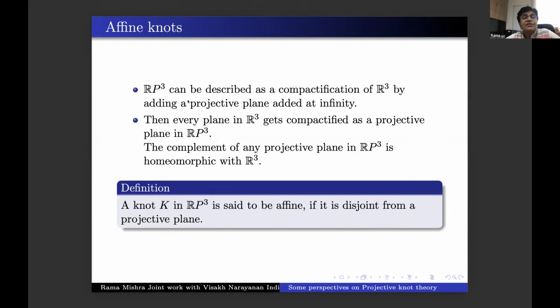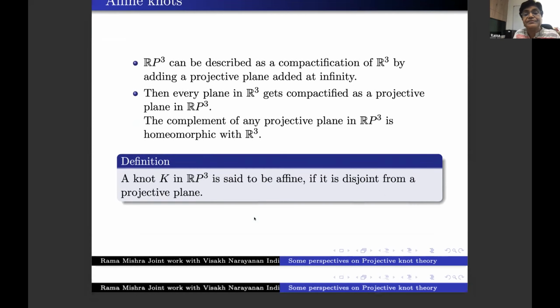So RP3, we can describe it as R3, in that you add a projective plane at infinity. So it's like another kind of compactification of R3. And every plane in R3 gets compactified as a projective plane. So when you take the complement of any projective plane, that's going to be homeomorphic to R3. So we say any knot in RP3 is affine if it is disjoint from some projective plane. If it misses any one projective plane, then that means it's affine.